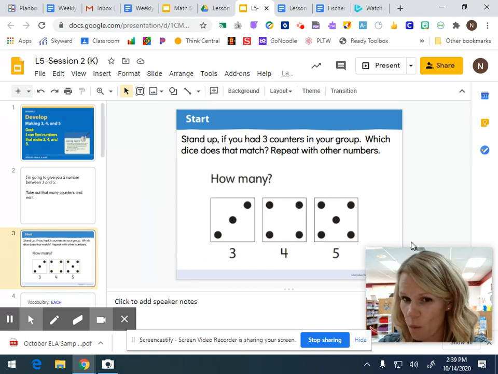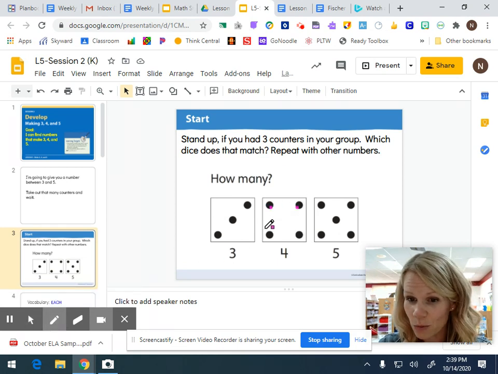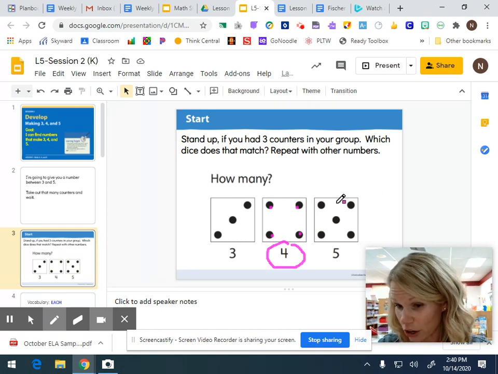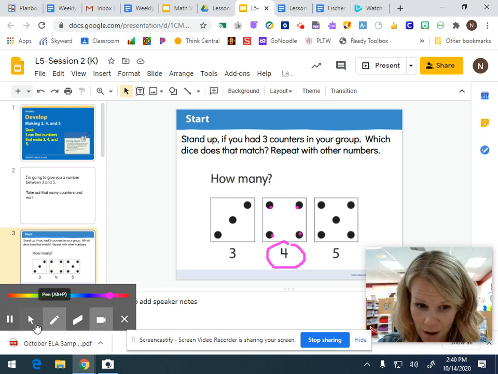Which dice shows 4? You're right, the middle one shows 4 because there are 1, 2, 3, 4 dots, and this is the number 4. Good job. Now this dice here is 5, but I didn't have you take out 5 counters. I had you take out 4.